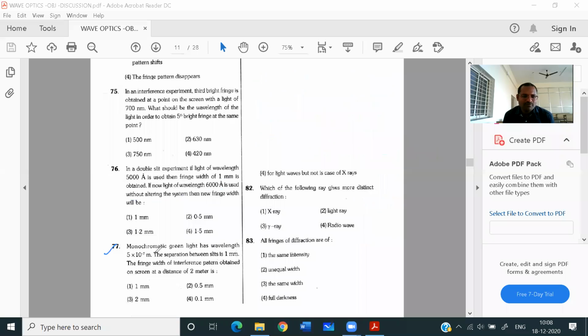So what are they given? A monochromatic green light, remember green light, has a wavelength of 5 into 10 to the power of -7 meters. The separation between the slits is 1 millimeter. Separation between the slits means small d, which is 1 millimeter. Let us write down the wavelength, 5 into 10 to the power of -7 meters. The fringe width of the interference pattern is obtained on a screen at a distance of 2 meters. So capital D is equal to 2 meters.